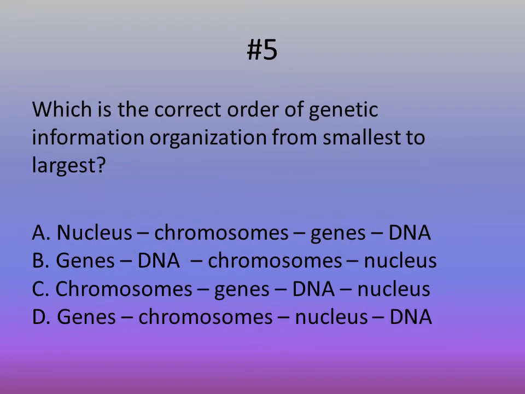Number 5. Which is the correct order of genetic information organization from smallest to largest? A. Nucleus, chromosomes, gene, DNA. B. Genes, DNA, chromosomes, nucleus. C. Chromosomes, genes, DNA, nucleus. D. Genes, chromosomes, nucleus, DNA.